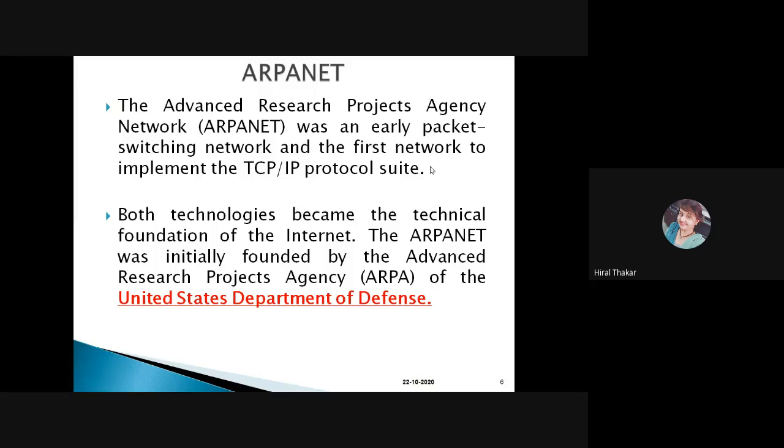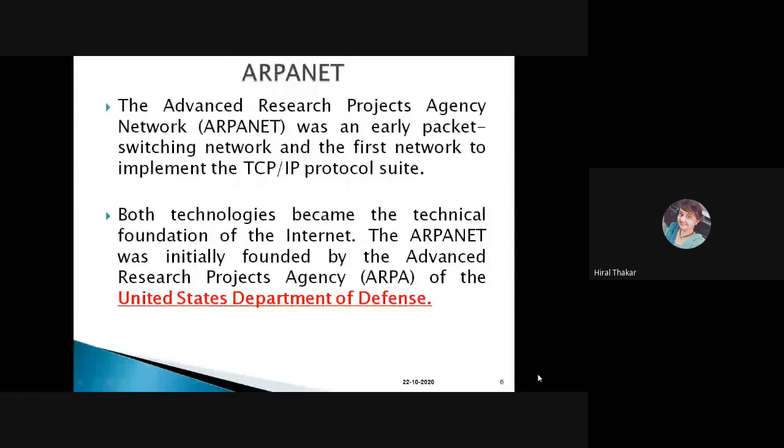And this network was the first one who implemented this rule, this TCP/IP suite. Okay, I told you, it will control the transfer of data, the transmission of data. It is known as Transmission Control Protocol, Internet Protocol. See, when we want to do some communication, we want to do some kind of sharing, so it is not possible without setting some rule. So these protocols are the rules to send and receive the data. Both the technologies became the technical foundation of the internet.